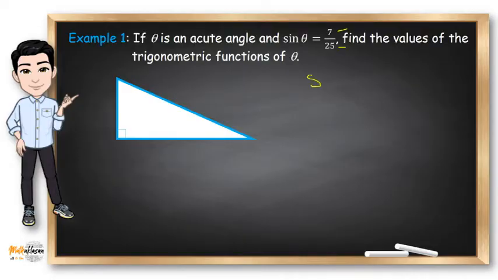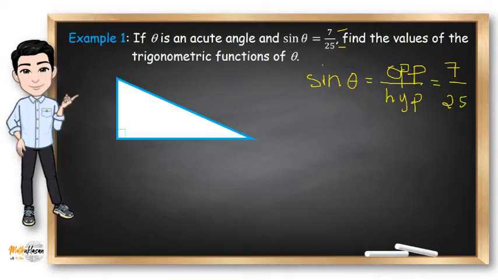Bakit ganun? Kasi alam natin na yung sine theta, okay, balikan natin SOH-CAH-TOA. Sine, as we all know, is opposite over hypotenuse. Therefore, in this case, since the value of sine theta is given, which is 7 over 25, so the opposite side is 7 and the hypotenuse is 25.